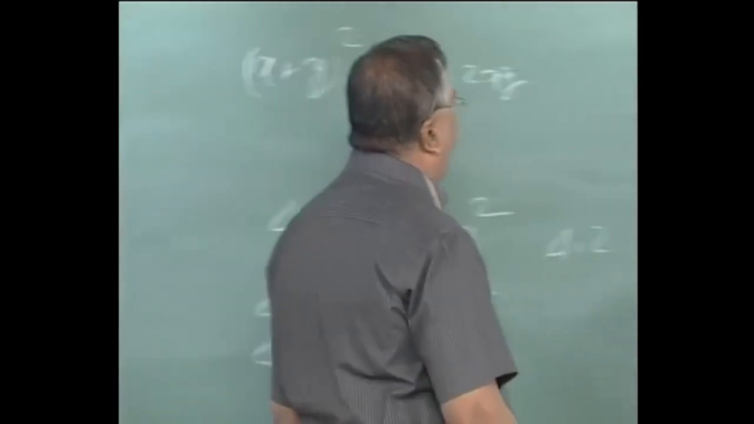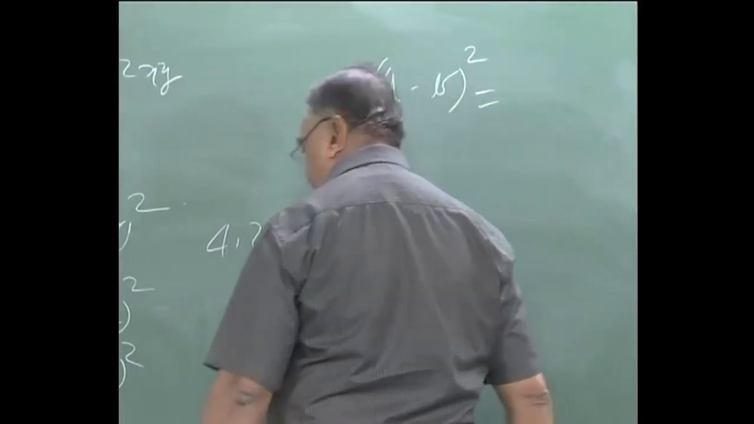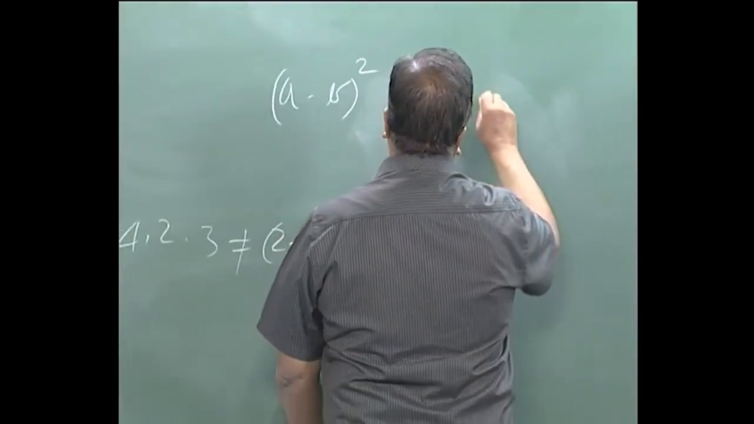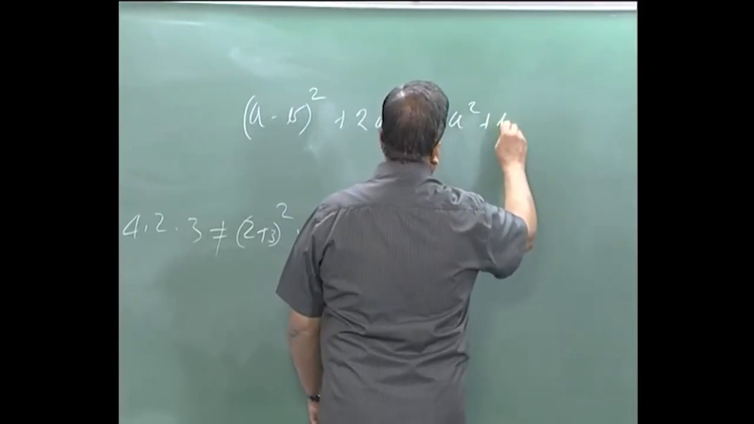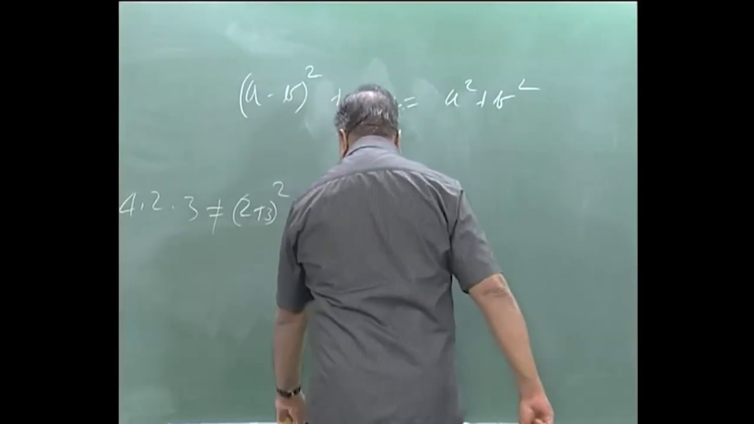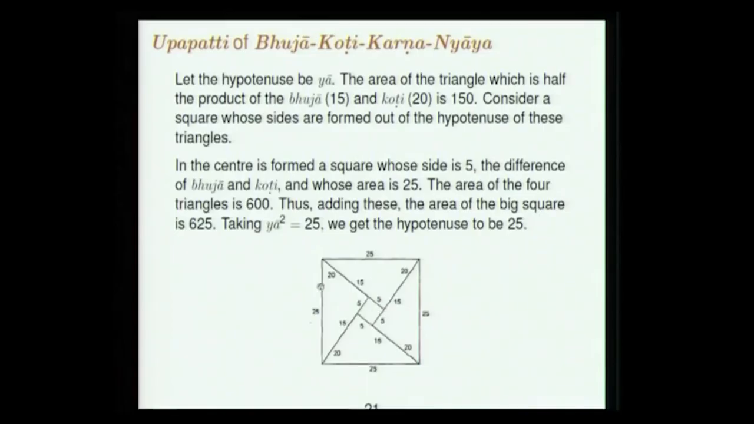And so essentially what you are having is this a minus b whole square plus 2ab is equal to a square plus b square, and this 2ab is actually 4 times half ab. So this is essentially the algebra. This is the algebraic relation that is used in proving. Here is a minus b whole squared. Each of these triangles is half ab, so you have 4 times half ab, and the sum of a minus b whole squared plus 4 times half ab is equal to a squared plus b squared.